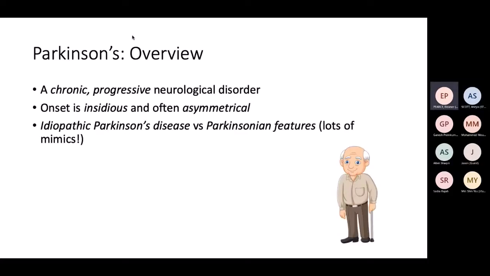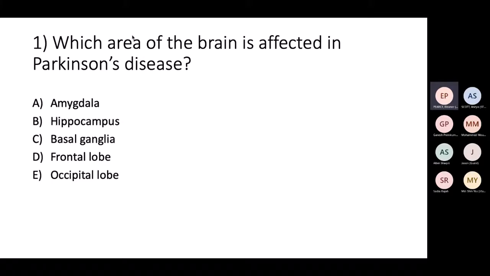Perfect, great. So Parkinson's disease, a quick overview. It's a chronic progressive neurological disorder, and the onset's insidious, so it comes on over months really, and it's often asymmetrical. And we're going to talk as well about Parkinson's disease, the condition itself, versus Parkinsonian features, because there's a lot of other conditions that mimic Parkinson's disease with similar presentations. So does anyone know which area of the brain is affected in Parkinson's disease? I'll give you a little bit to answer that.